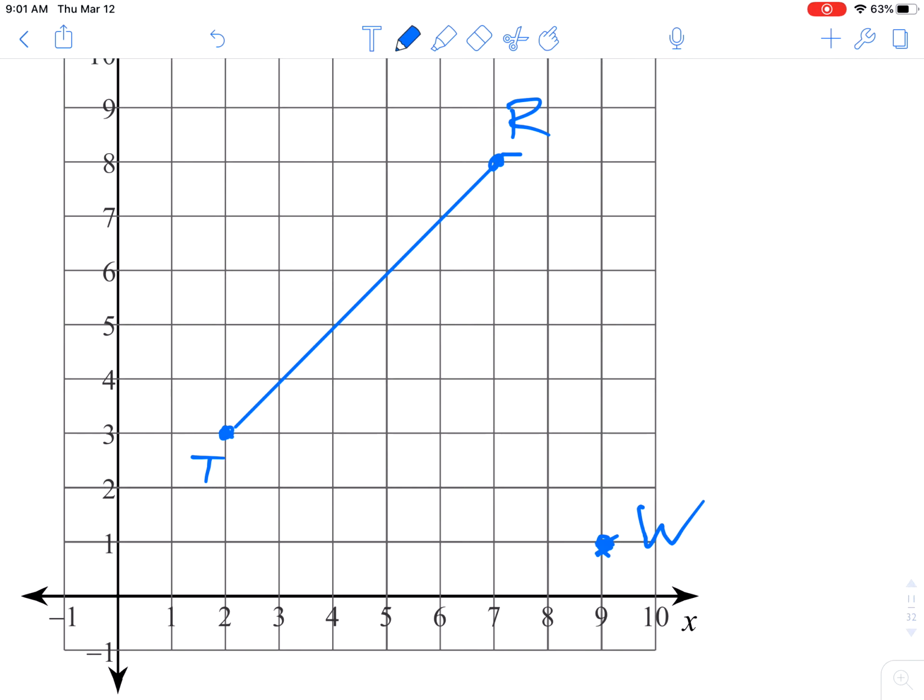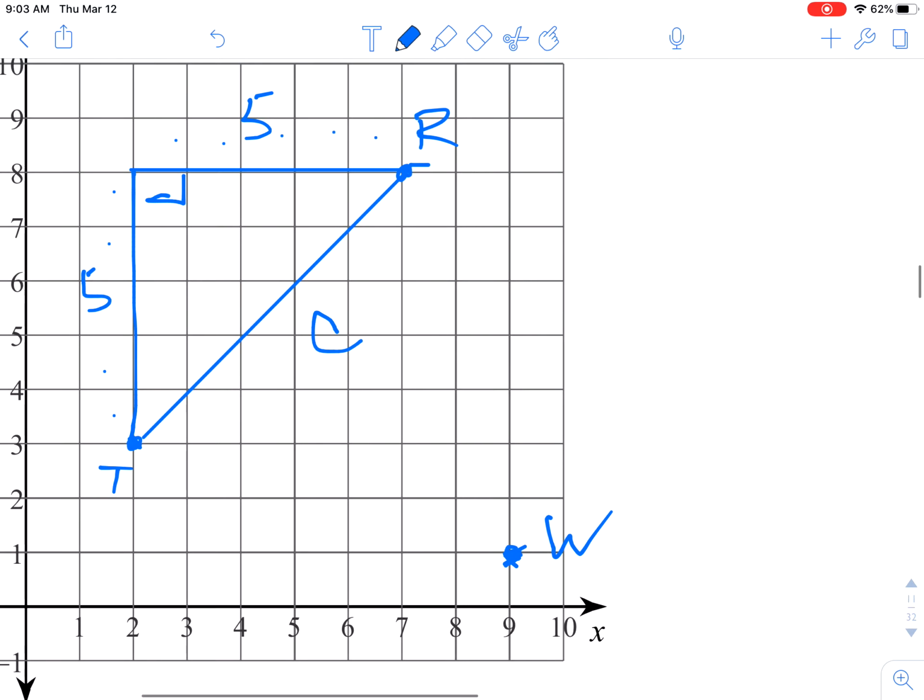Tom to the roller coaster. And then I'm going to create this right triangle where this is C. And so I can figure out the distance of C by saying 1, 2, 3, 4, 5. 1, 2, 3, 4, 5. And so I know that A squared plus B squared equals C squared. So 5 squared plus 5 squared is equal to C squared. And this will tell me the distance from the roller coaster to Tom.